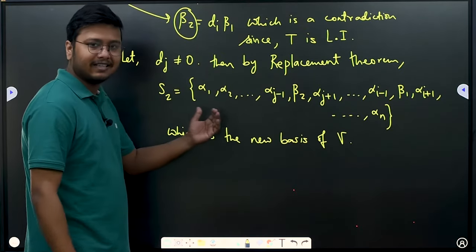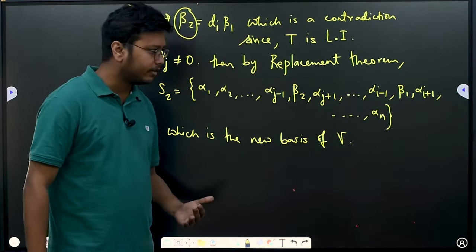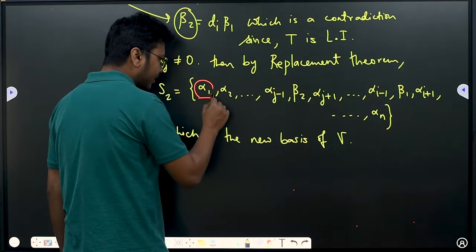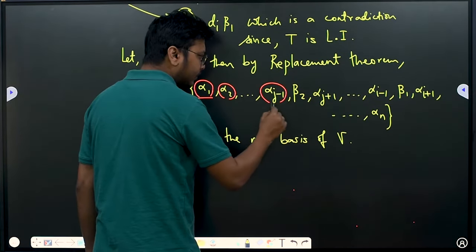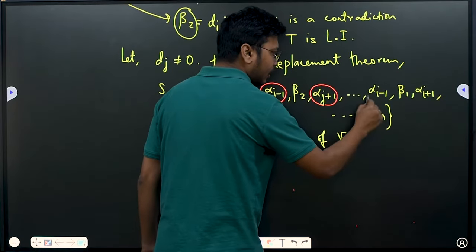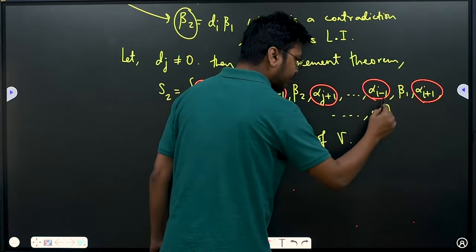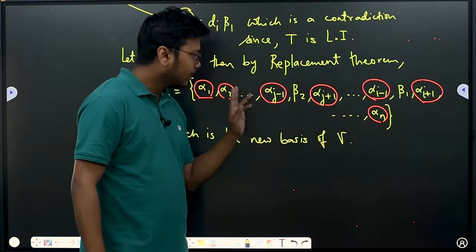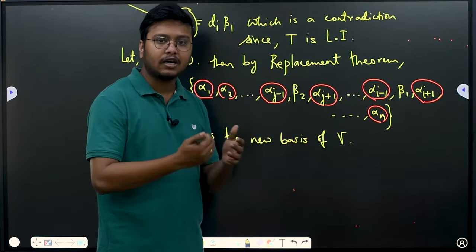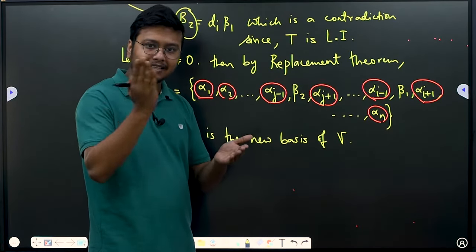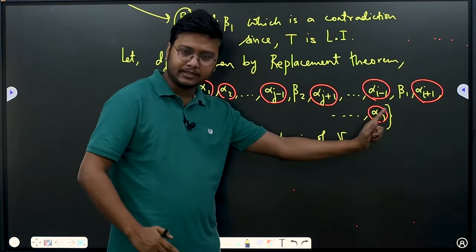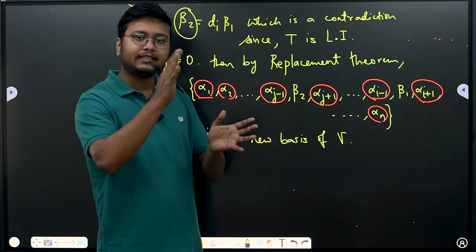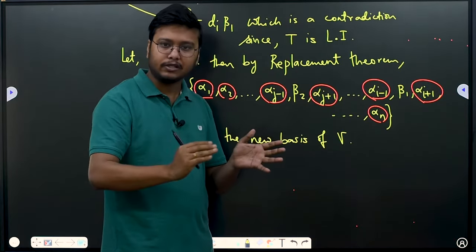So, you can understand that we can now proceed similarly. Now, among these elements which I am circling over here, alpha 1, alpha 2, alpha j minus 1, alpha j plus 1, alpha i minus 1, alpha i plus 1 up till alpha n, that means the alpha elements that I am not using the betas for, I will again replace beta 3 with one of these elements and form a new basis. Then again among the remaining alphas, I will replace one with beta 4 and the process will go on.